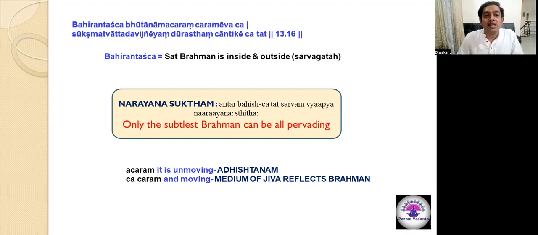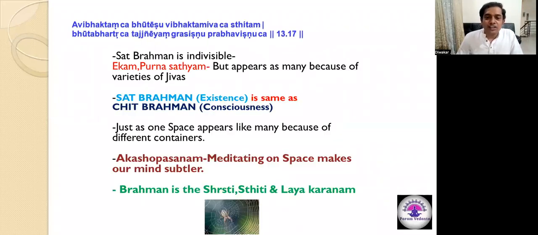This Sat Brahman is acharam, non-moving, as it is the very adhishtanam, the substratum, but also is charam, meaning seemingly moving, as all living beings, the Jivas who are mobile, have the medium which reflects the very sentient Brahman. In verse 17, which is in the next slide, it is reiterated that the Sat Brahman is indivisible, meaning it is Ekam, only one Purna Satyam. But it does appear as divided in all beings because of the multitude of varieties of Jiva Rashis in the universe. This is nothing but the Vishwarupa Brahman. So here, the Chit aspect of Brahman is highlighted.